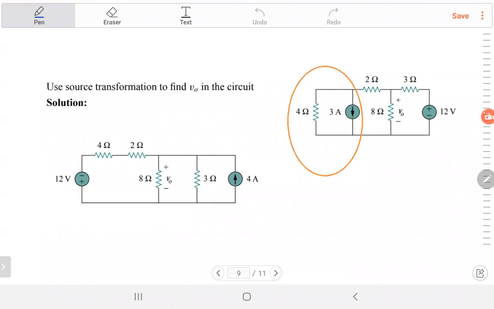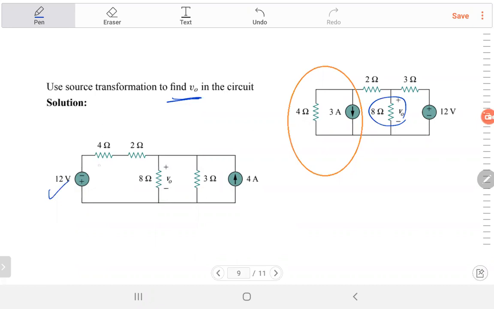Let me give you one. Here we start, this is a circuit, and it is required to find the output voltage VO across the 8 ohm. So what we do here, I found that this current source is in parallel with the resistance, so I convert it to a voltage source. I multiply 3 times 4 is equal to 12. Observe the polarity of the voltage. The current 3 amp was directed downwards, so the positive polarity of the voltage source should also be on the bottom.